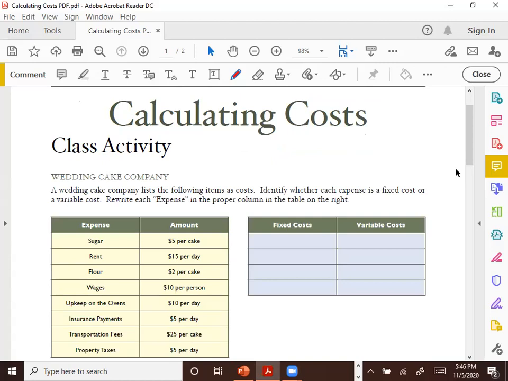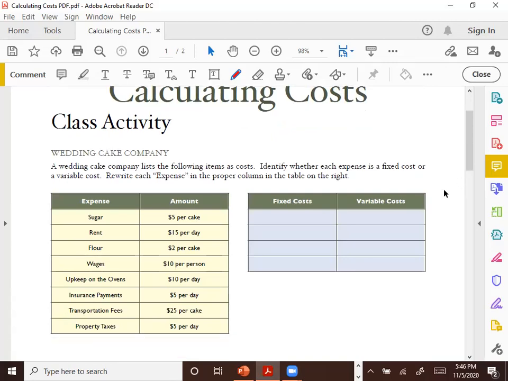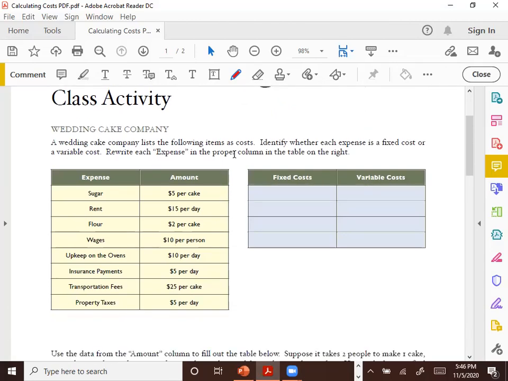So we've started a wedding cake company. A wedding cake company lists the following items as costs. It says identify whether each expense is a fixed cost or a variable cost, and then we're going to rewrite each expense in the column on this table. So this table right here. So sugar, well, that's a variable cost because that's something that you need depending on the number of cakes we're going to bake. So we're going to put that in the variable cost column. And that's $5 per cake.